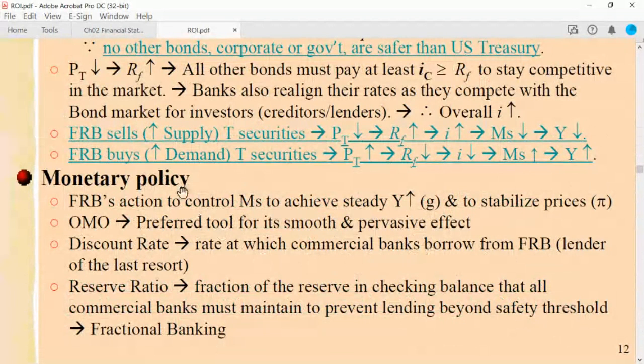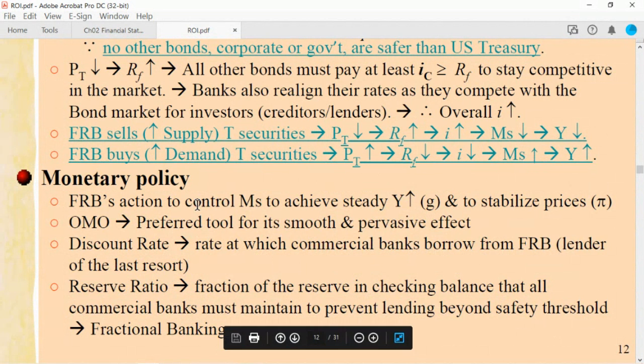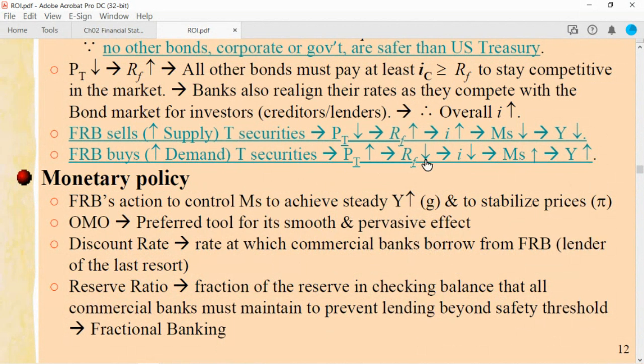Now here's the explanation. The Federal Reserve is going into the bond market, and through open market operation, it lowers the selling price of the Treasury, or raises the selling price of the Treasury, which will have a ripple effect throughout the economy. So this is basically how monetary policy is conducted. Usually, you've heard of quantitative easing. What is quantitative easing?